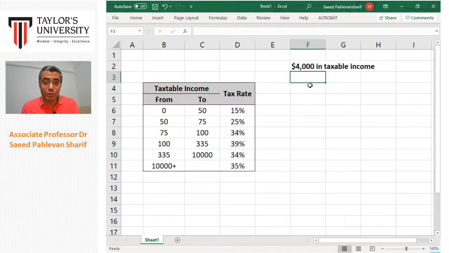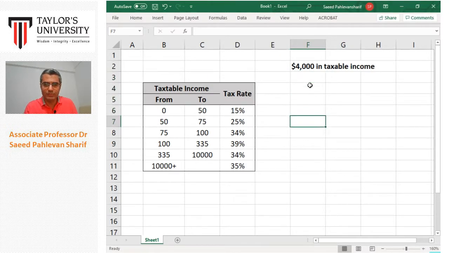Here I want to show you how to compute average tax rate and marginal tax rate. Suppose that your company had $4,000 in taxable income. Now we want to compute how much tax you should pay, and then we can compute the average tax rate.